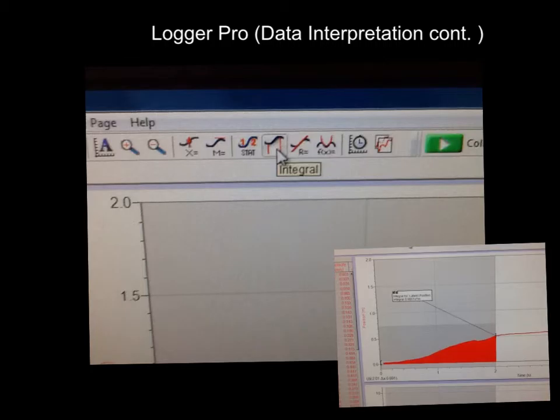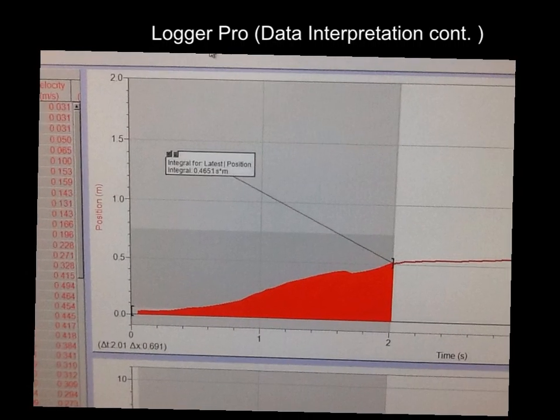So to do that, you would come up again to that shortcut bar, and instead of doing the best fit line, you would choose the option immediately to its left. And if you hold the cursor there, this will pop up. It'll say integral. And this is the fancy pants calculus way of saying take the area underneath the graph for me, please, Logger Pro. And if you click on it, Logger Pro will say, sure thing, mister. I'm going to take that area underneath the graph for you. And then this is what will pop up.